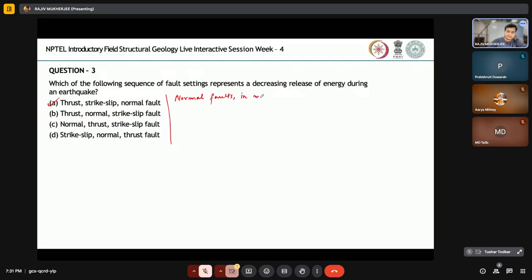in many cases are associated with gravity. And since it is gravity, that means a component is here and it has to be pulled down. That means the stress field associated with a normal fault is similar to a tensile nature. Stress field can be of tensile nature.